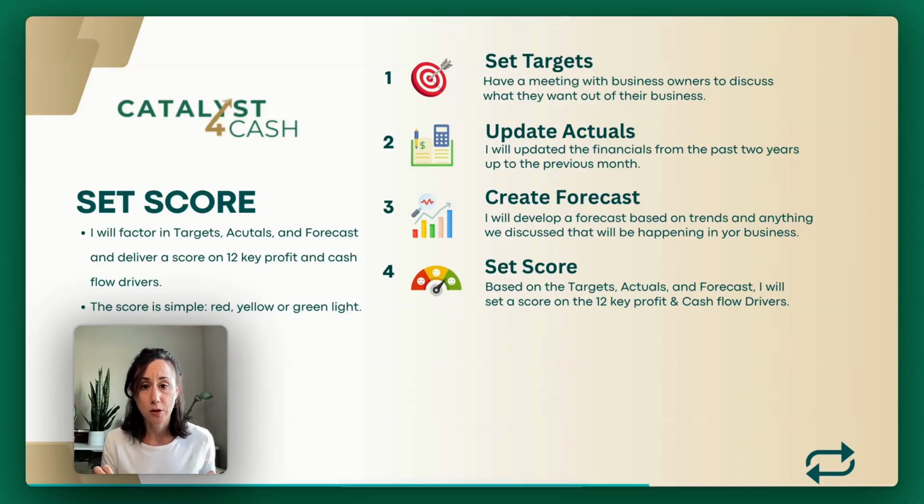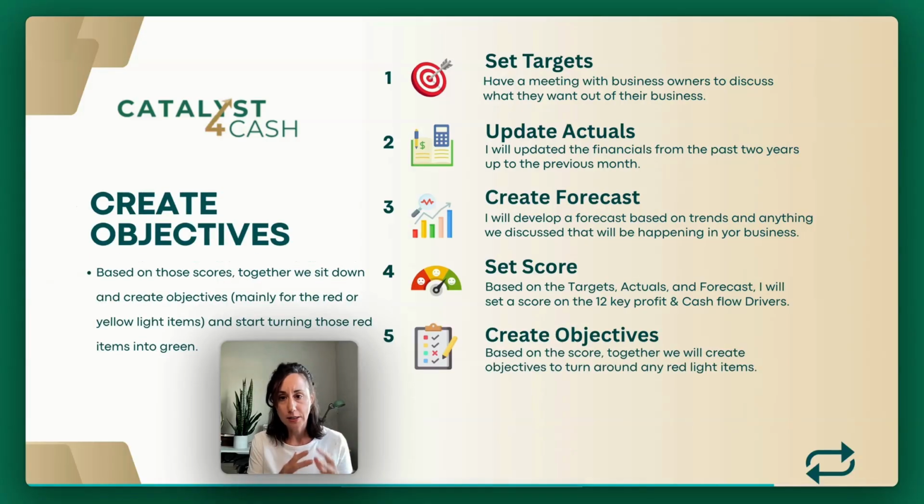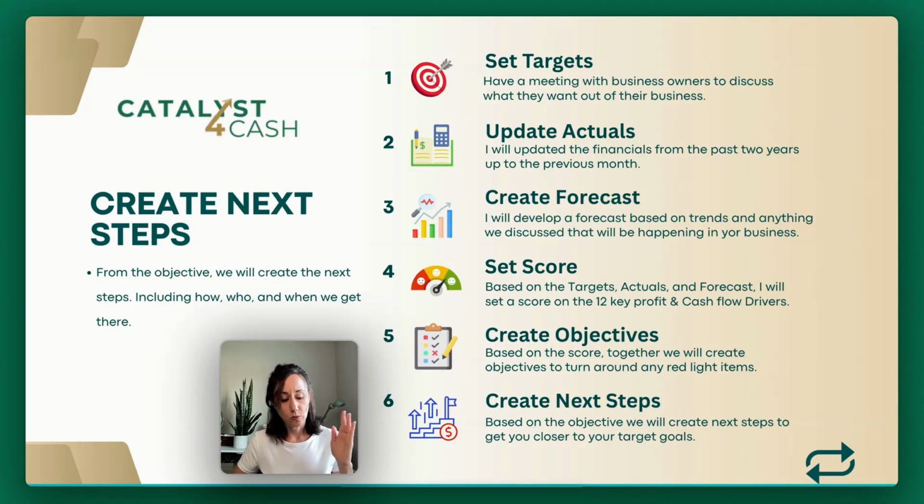But the main ones we want to focus on are the red. And ideally, I don't want to give you 5 to 6 red scores. That's not going to do anyone any good. We're going to take the top 2 or 3 and we're going to work on those. And then we're going to keep our eye on those yellow ones, and those green ones, we're just going to keep doing what we're doing in those items. So after I set the score, then we'll meet and we'll look at those red items and we'll create objectives and figure out, okay, how can we start turning this in the right direction? And based on those objectives, then we will create next steps.